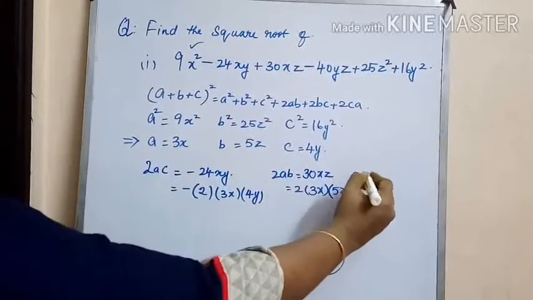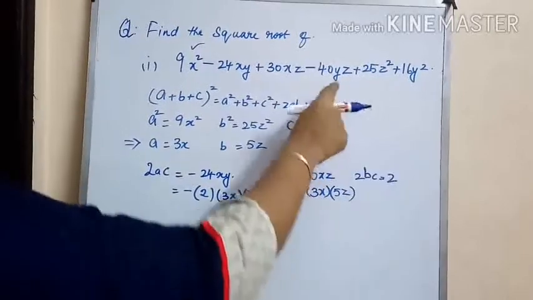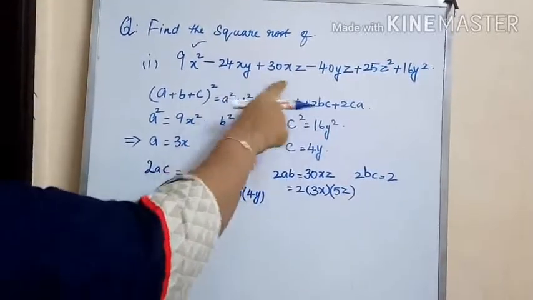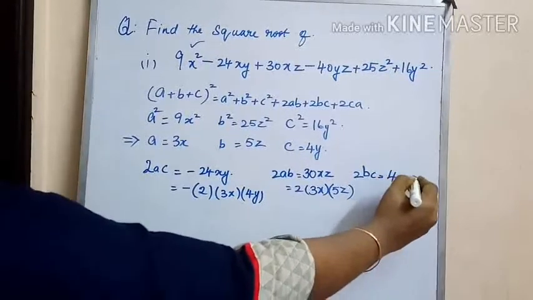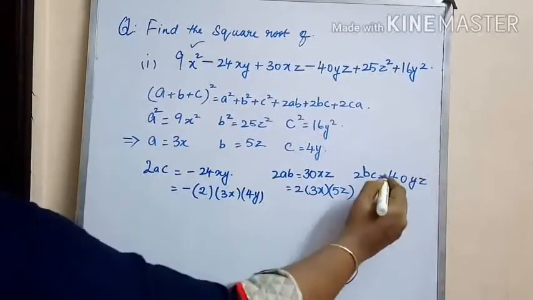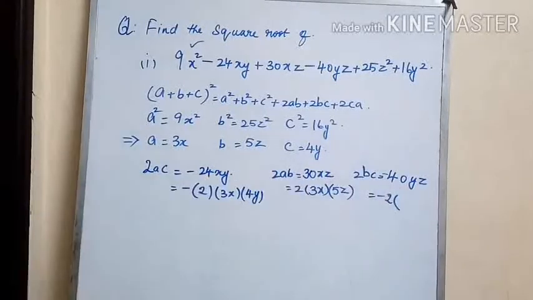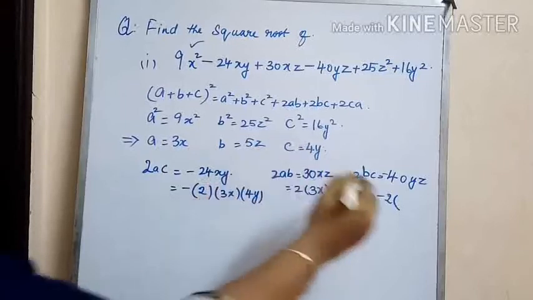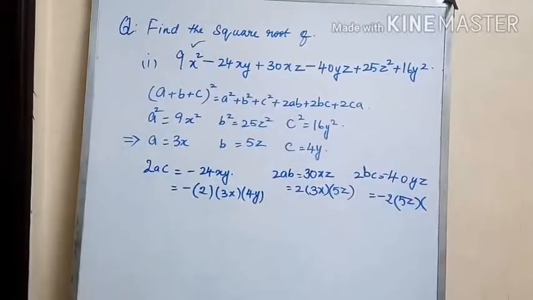And 2ab is over, 2ac is over, so we'll have 2bc, which is equal to minus 40yz. So it can be factorized as minus 2 into 5z into 4y.